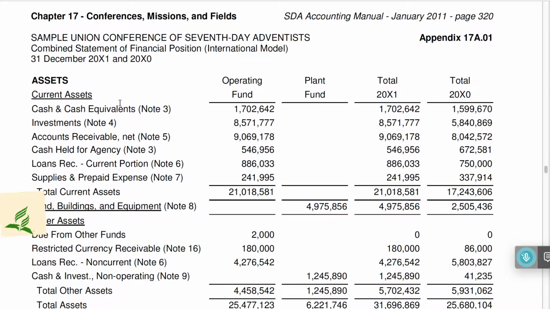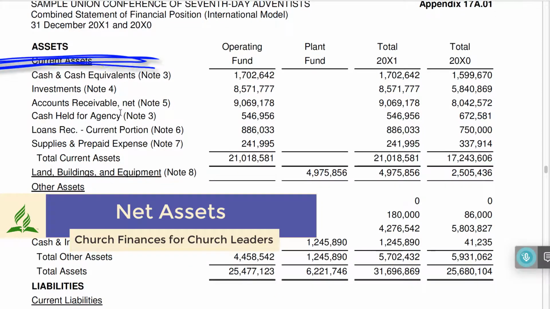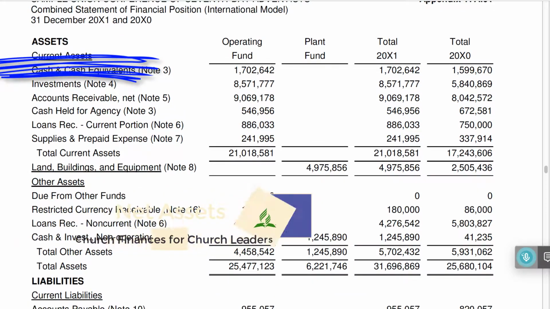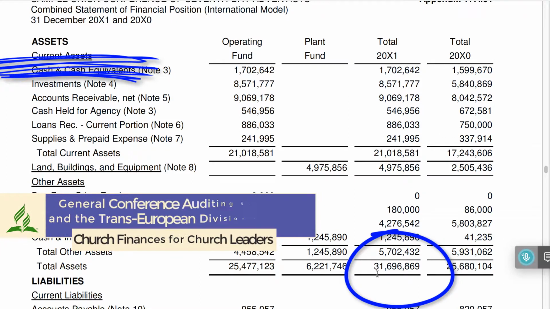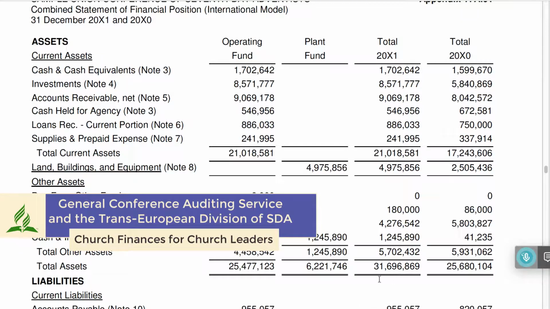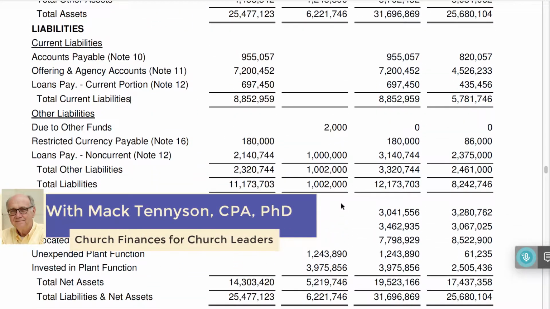We are working through the Statement of Financial Position. We've already had presentations on assets. This organization has 31 million in assets up here on the top where the assets are. The claims against the assets are at the bottom. So the total assets and the total claims are the same amount.